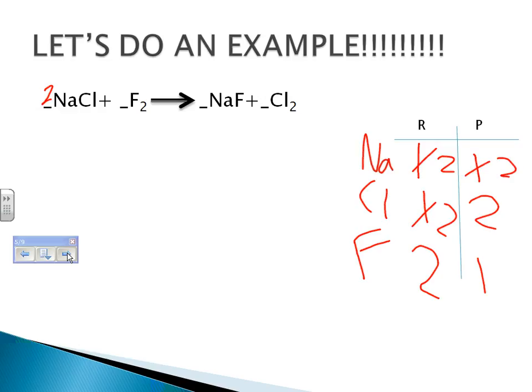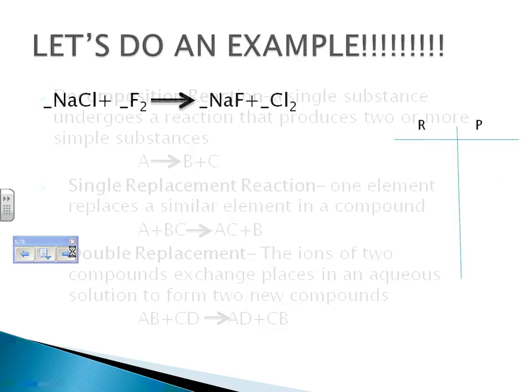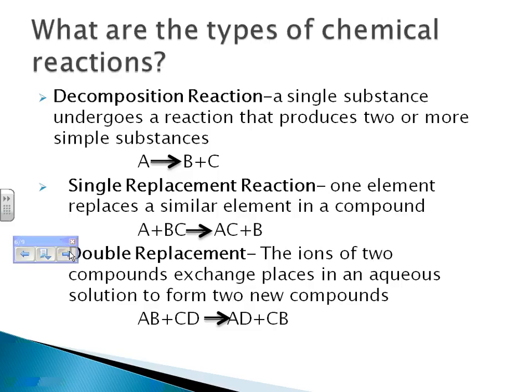Sounds good. Well, are there any different types of chemical equations then? Actually, Andrew, there are. There are 6 basic types of chemical reactions we must know. First, the decomposition reaction, which is when a single substance undergoes a reaction that produces 2 or more simple substances. Then there's the single replacement reaction, which is when one element replaces a similar element in a compound.